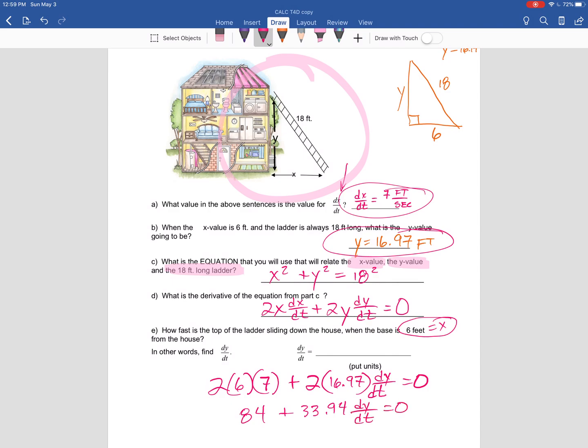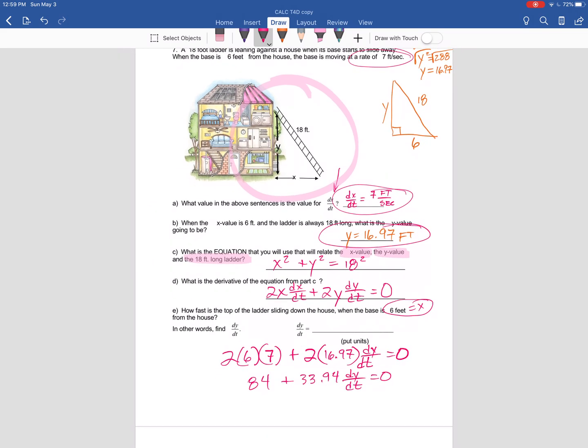What are you going to do now? Yeah, subtract. Okay, so here's what I see. 33.94 dy dt equals negative 84. Divide by 33.94 here. Divide by 33.94 here. I'm going to write it right here. dy dt. It will be negative, and it turns out it's negative 2.47.